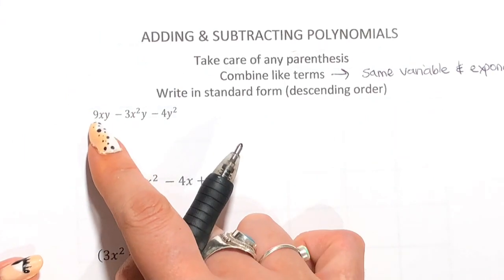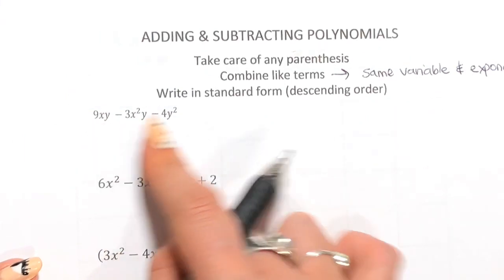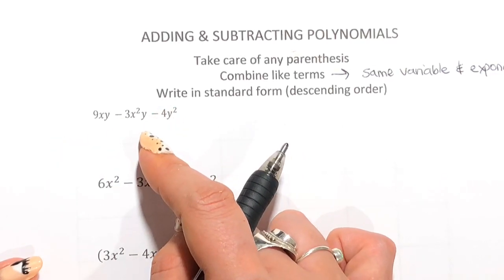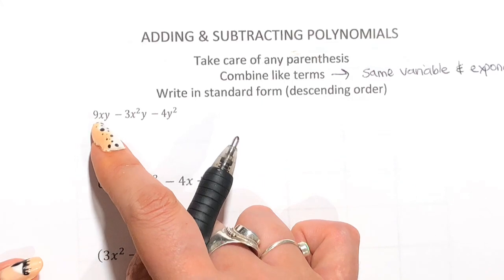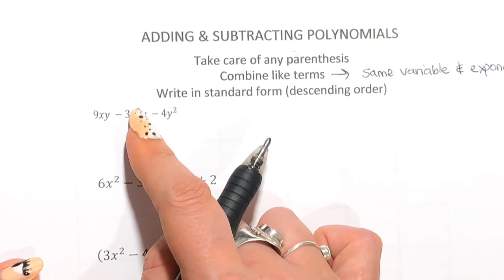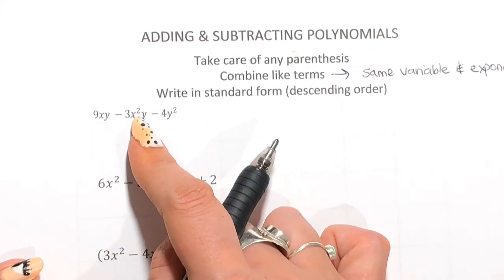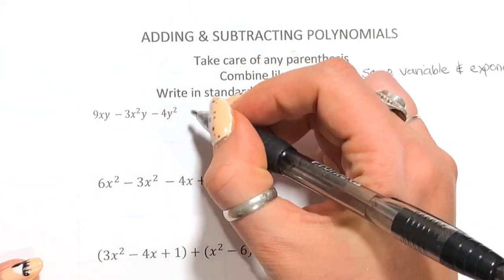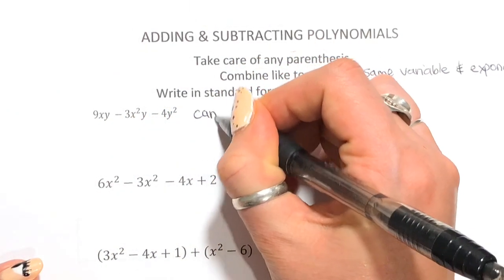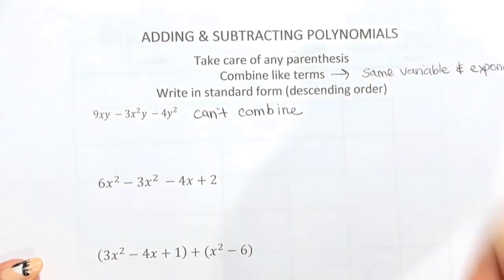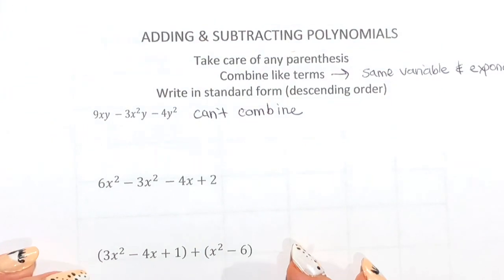So on these ones, we don't have any parentheses to take care of. And then I would look to see if I can combine any like terms. So I would look to see if I have the same variables and exponents. So this is an x1, y1, but this is an x2y. So those aren't going to be the same. And this is just a y squared. So I actually can't combine any of these. So since we can't combine them, there's no adding or subtracting to really do in that case.